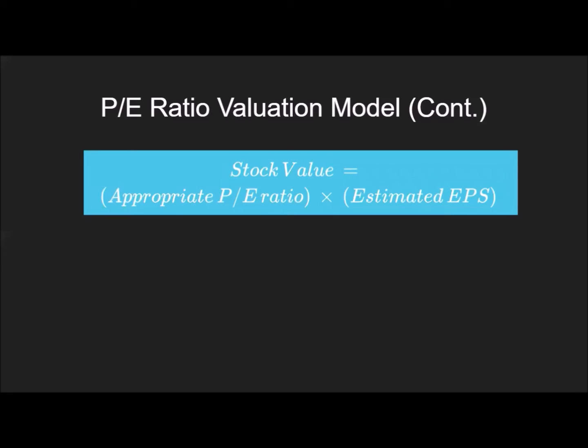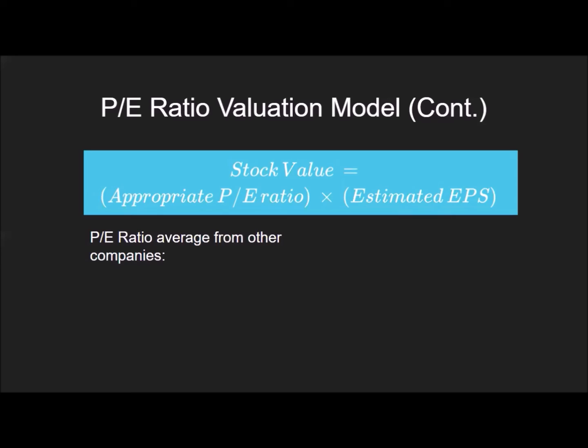The price-earnings ratio approach to stock valuation is simple. It is calculated by multiplying the estimated EPS with the appropriate price-earnings ratio from comparable companies. Let's go through an example.